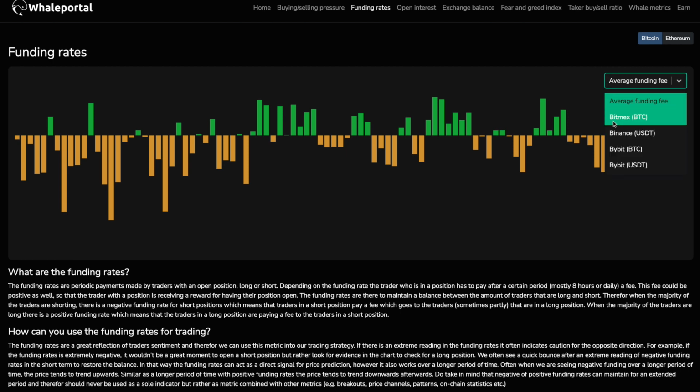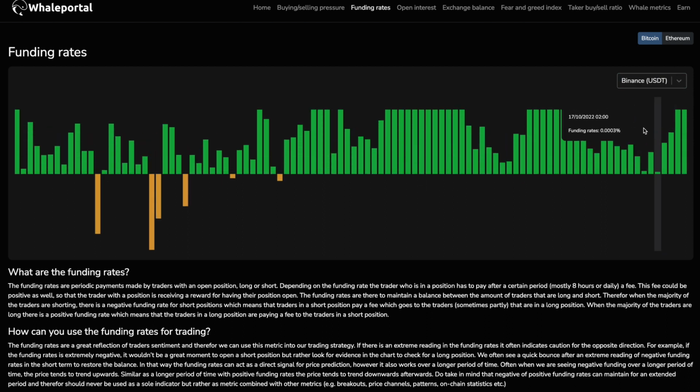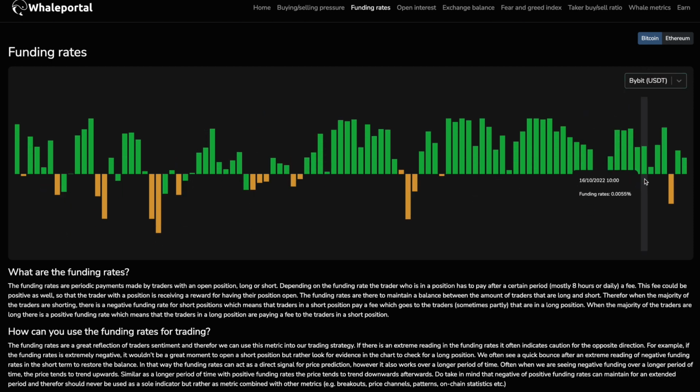These are, for example, the BitMEX funding rates with Bitcoin collateralized contracts, so all of these positions are opened with Bitcoin as collateral. Right here we have Binance, this is with US dollar Tether as collateral. We have Bybit with Bitcoin collateral, and we have Bybit with US dollar Tether collateral.